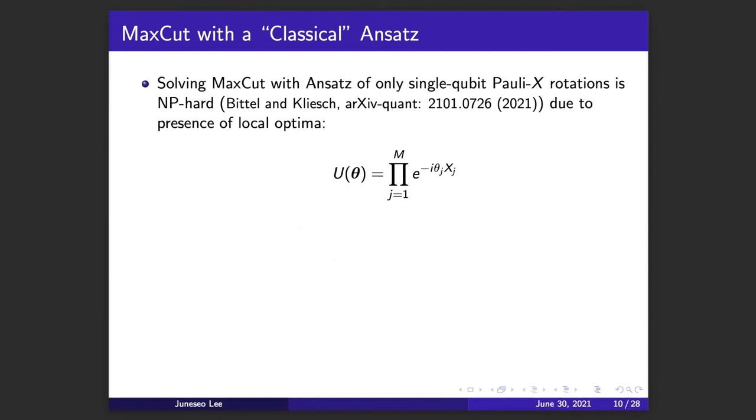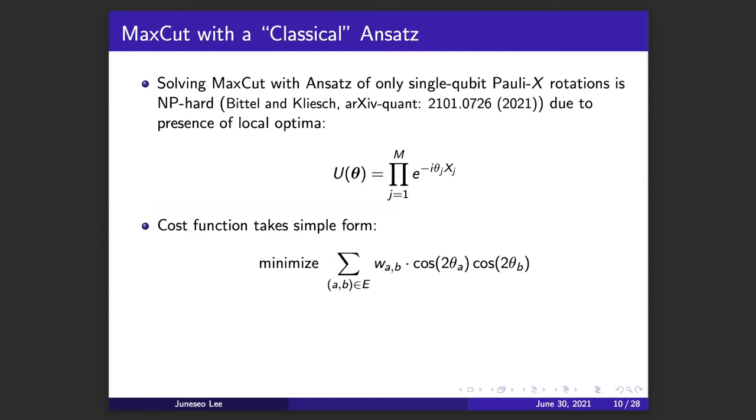Now, intuitively, this makes sense for a couple of reasons. The first, it's pretty easy to show that the cost function takes this form, which is really similar to the classical MaxCut formulation that I presented a few slides ago, except you replace the variables, which were either plus or minus one, with cosine values, which are between negative one and one. And since the classical version is actually NP-hard, it makes sense intuitively that this version is as well. Of course, the actual proof isn't as hand-wavy as this, and both the original paper by Bittel and Kliesch, as well as my thesis, give two somewhat different rigorous proofs, but in any case, the intuition is still true.